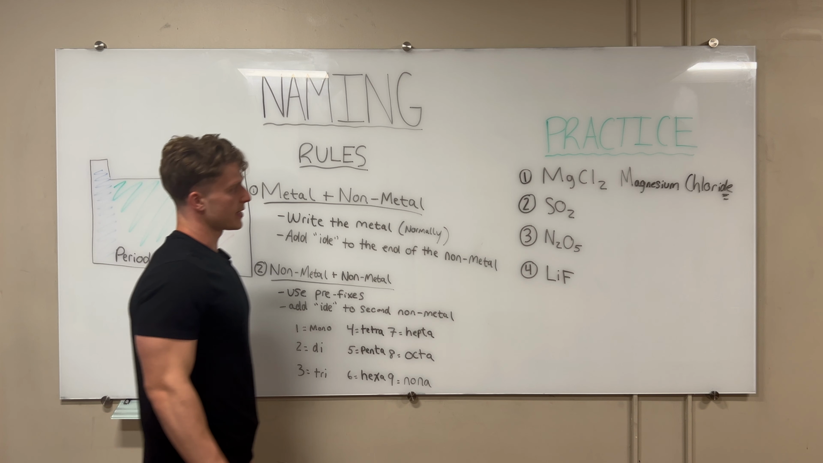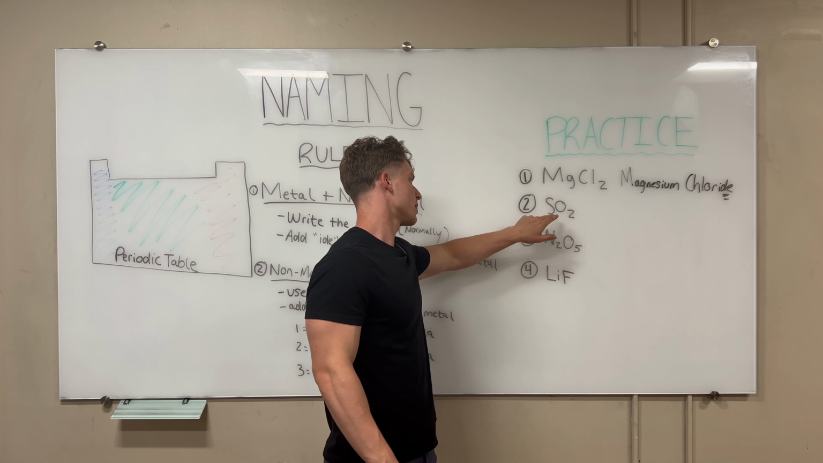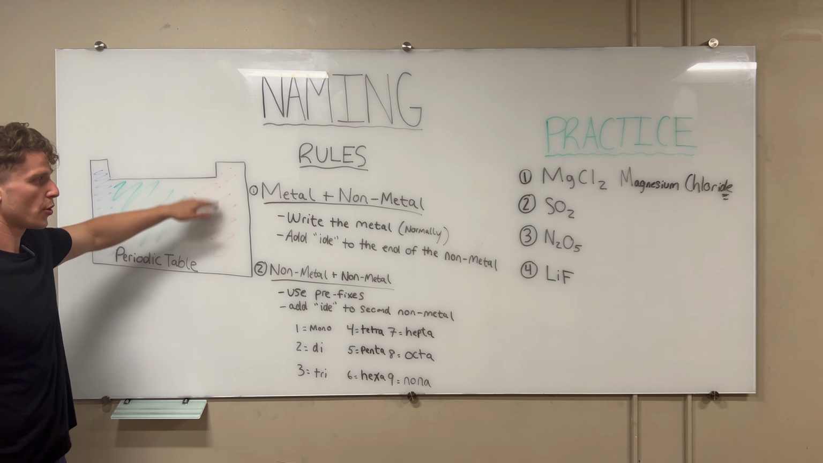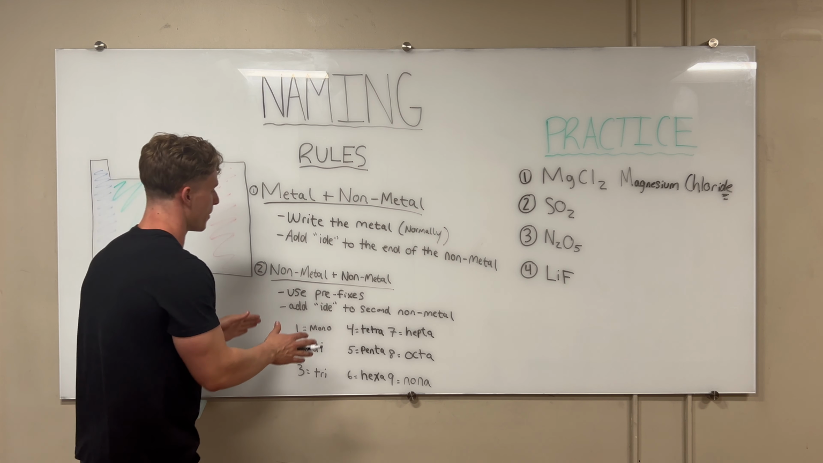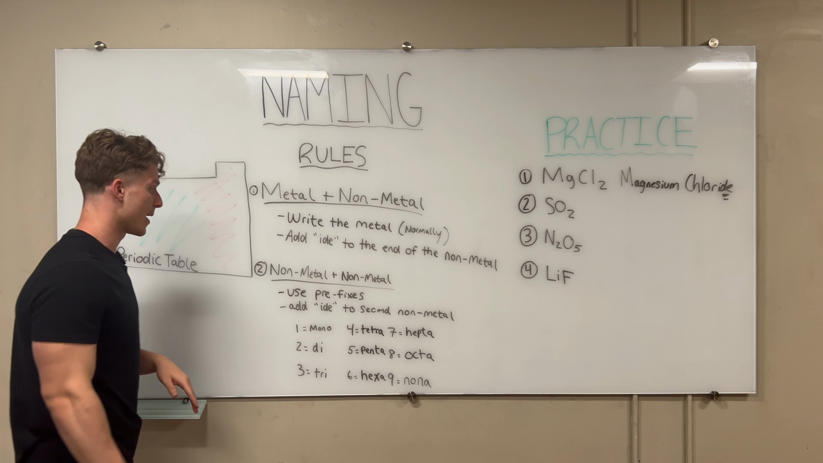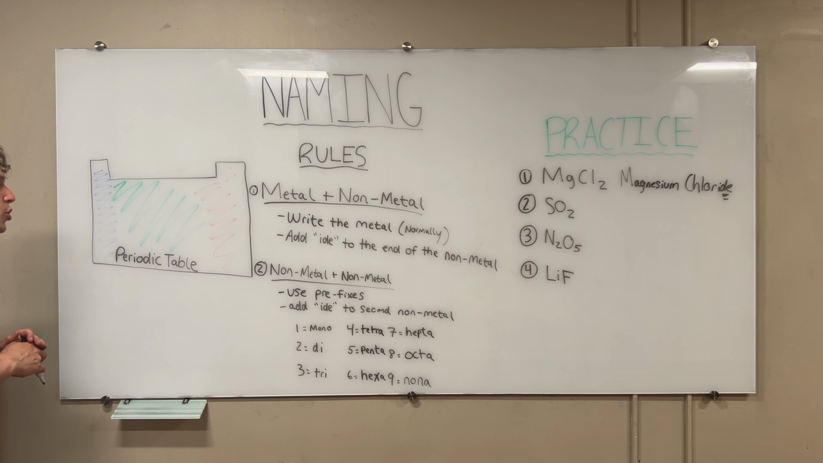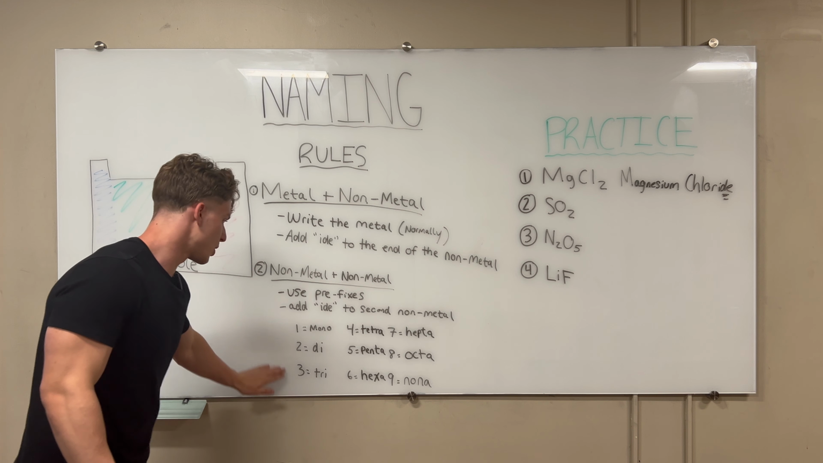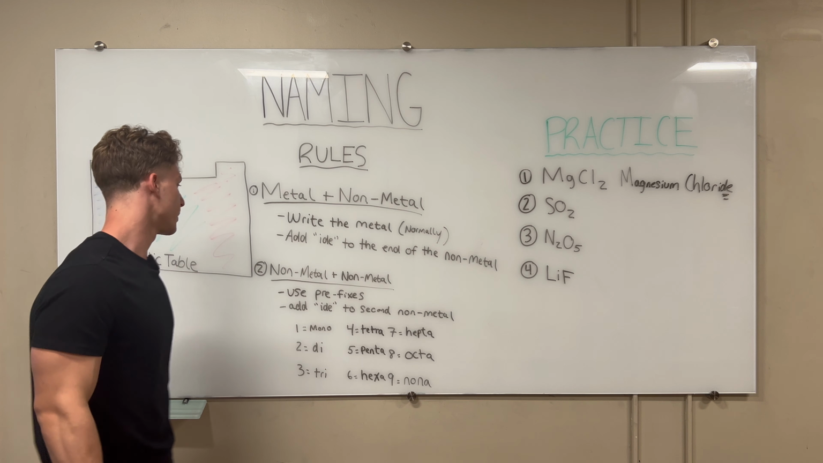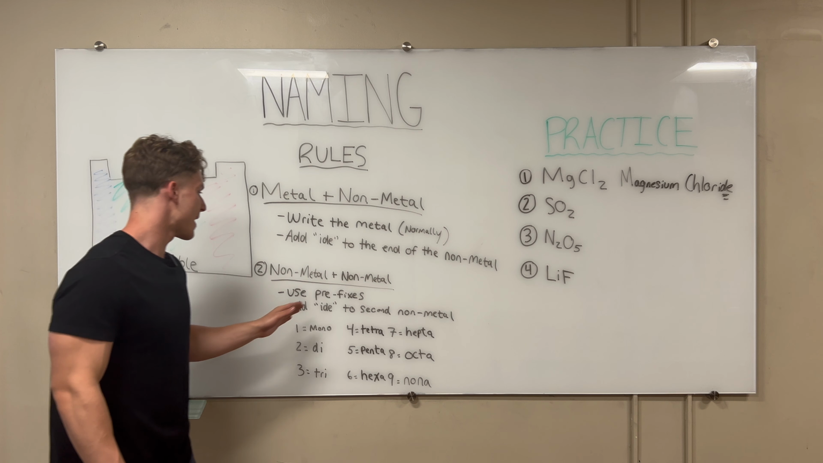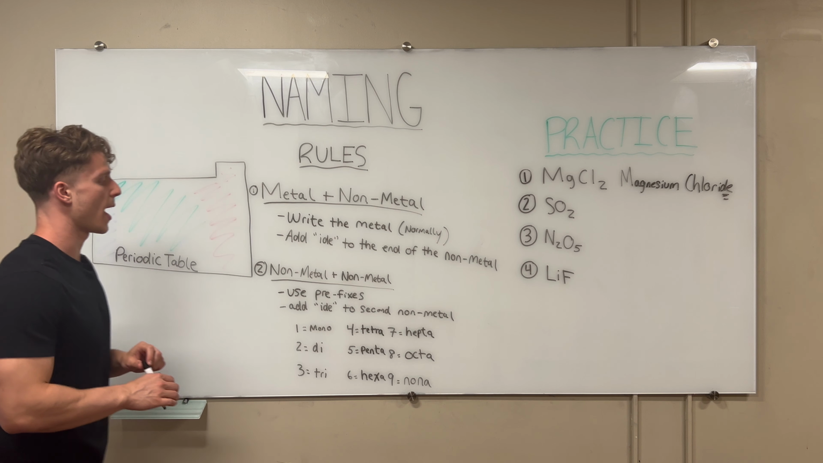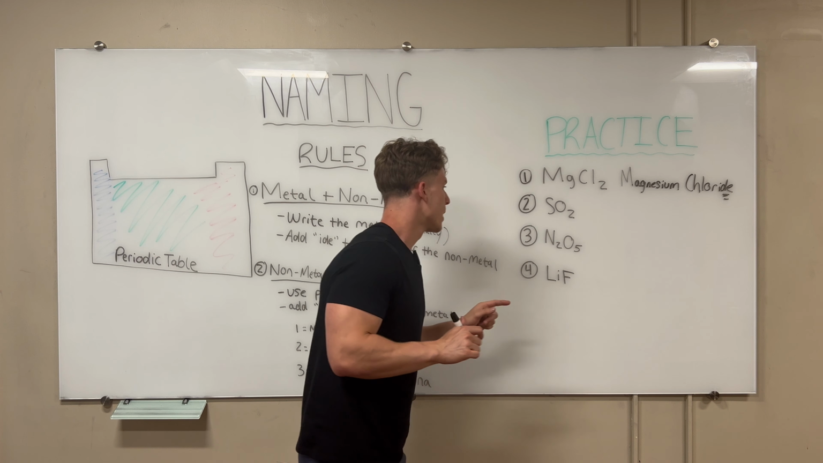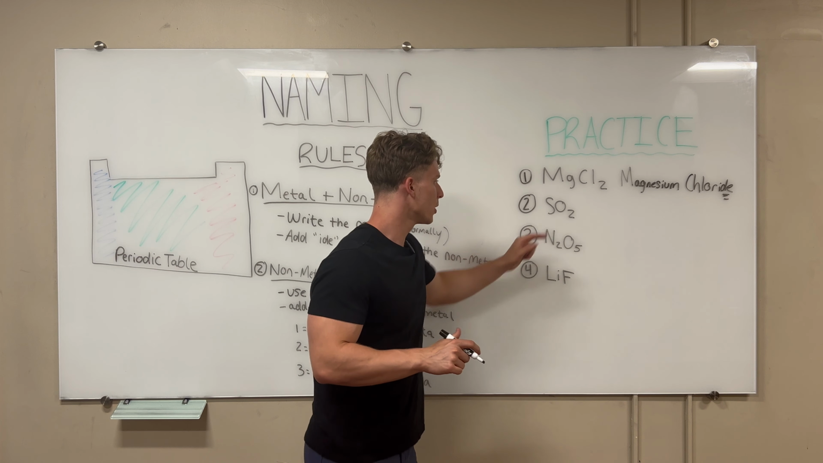Okay. So the second one, we have SO2. So this is sulfur and this is oxygen. Now, sulfur and oxygen are both over here on the right side of the table, making this a combination of two non-metals, right? So in this case, we need to use the prefixes. We're going to have to use these Greek prefixes when we're dealing with this type of situation, and we're going to add "ide" to the second non-metal.